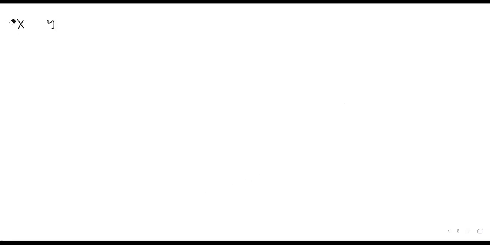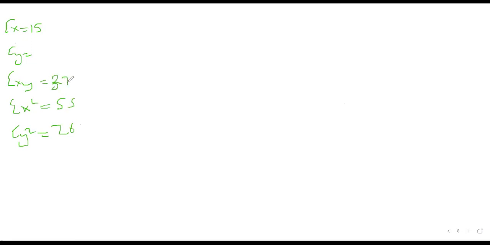We now itemize our summary. Summation of x is 15. Summation of y is 10. Summation of xy is 37. Summation of x squared is 55. Summation of y squared is 26. And our n was 5.